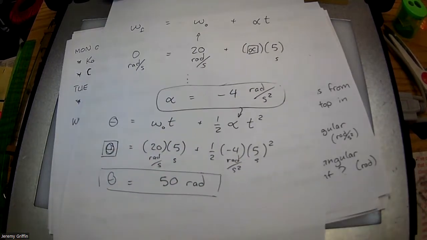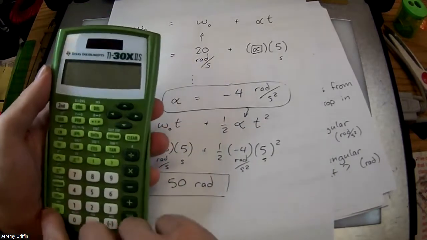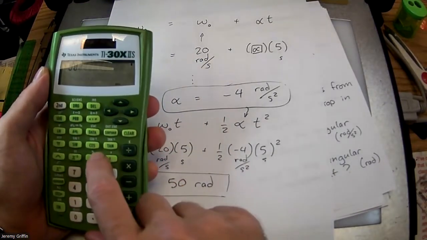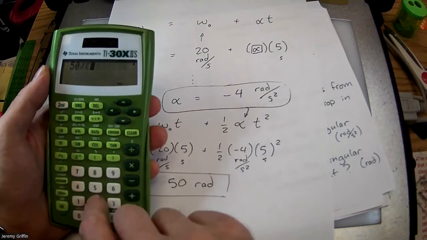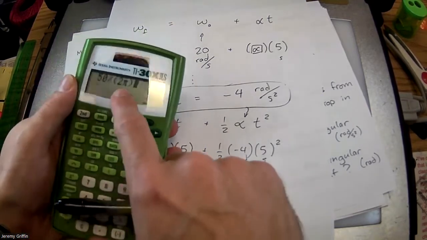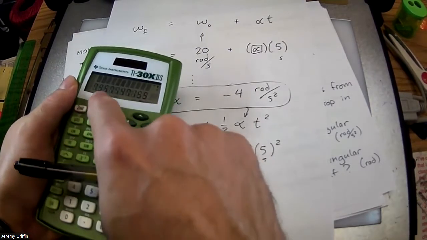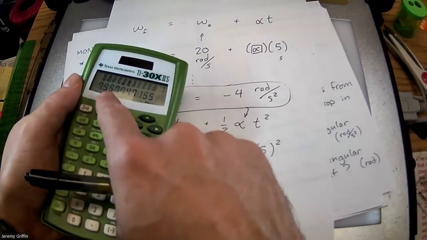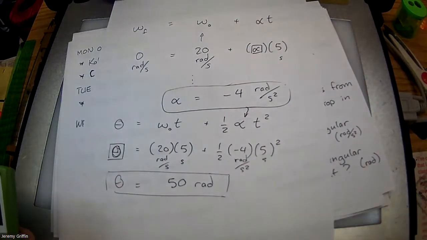Could you guys solve for how many revolutions that is? Let's see, 50 radians. How'd you go? Yeah, divided by 2 pi. I gotta group that in parentheses, the 2 pi. But that is almost 8 revolutions. So it's a little bit short of 8 full turns. That's what 50 radians is.